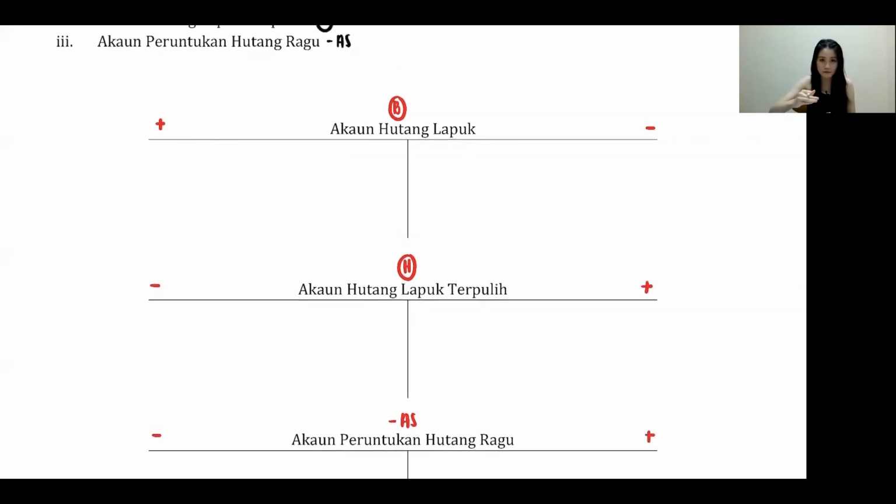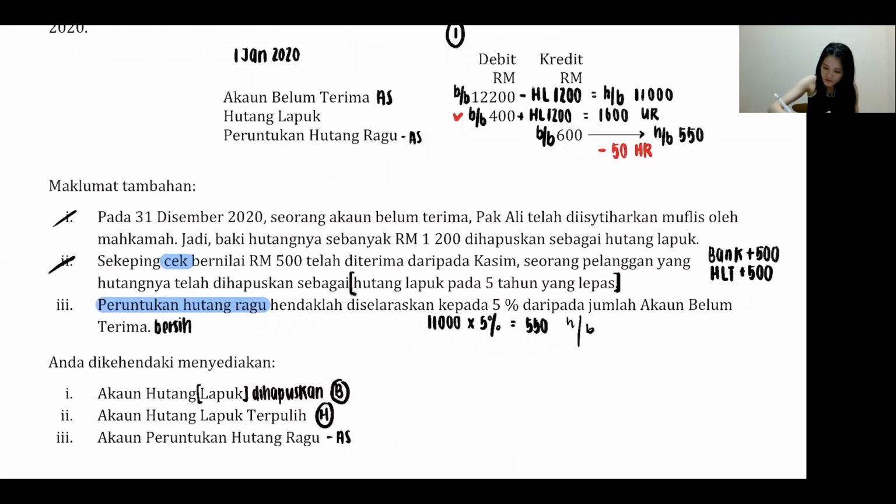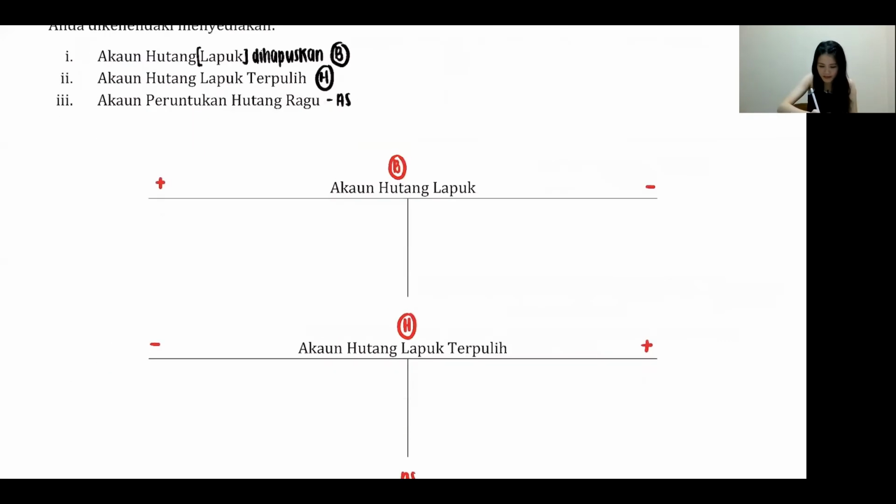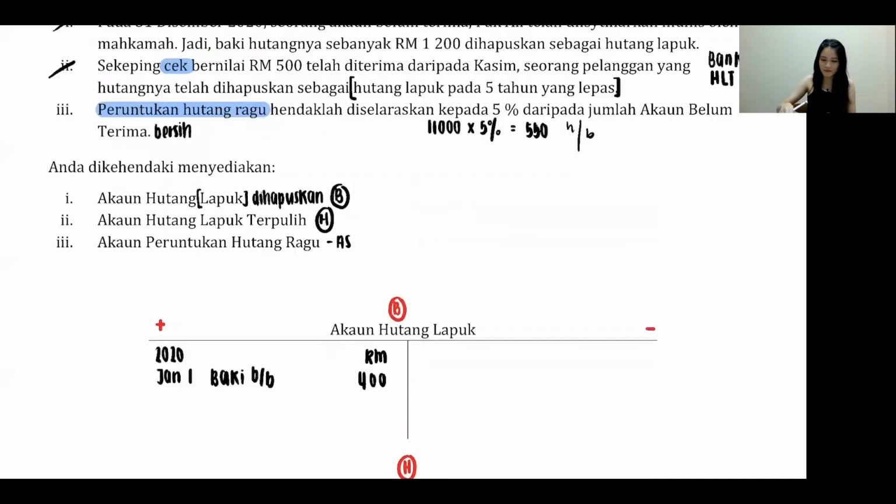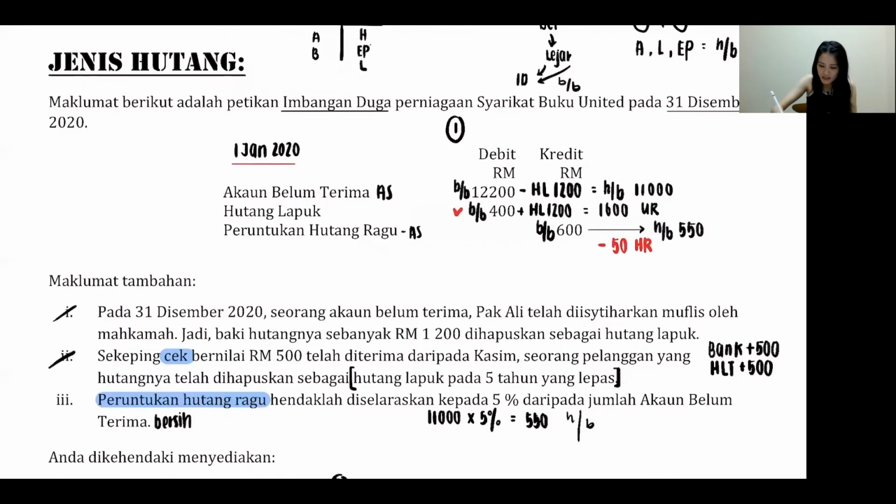So now, start from hutang lapuk. We said we wanted baki BB in mind. Baki BB, we said to follow this date, 1st January 2020. So put it to the debit side, 2020, January 1st. Baki BB, it was 400 ringgit. And after that, we said we wanted to add on 1,200.